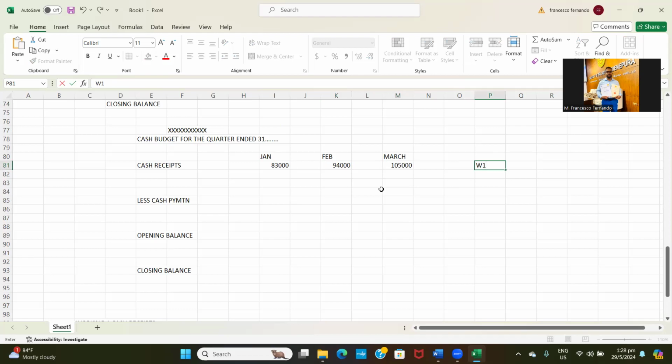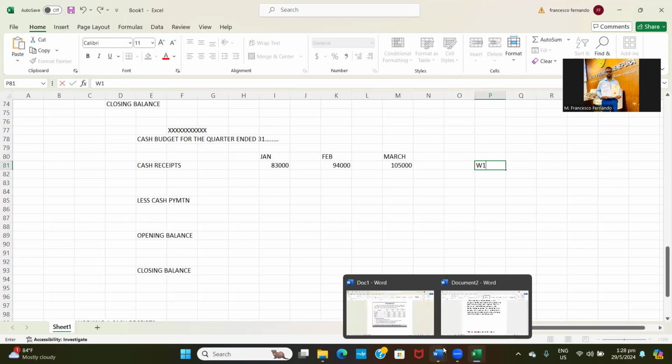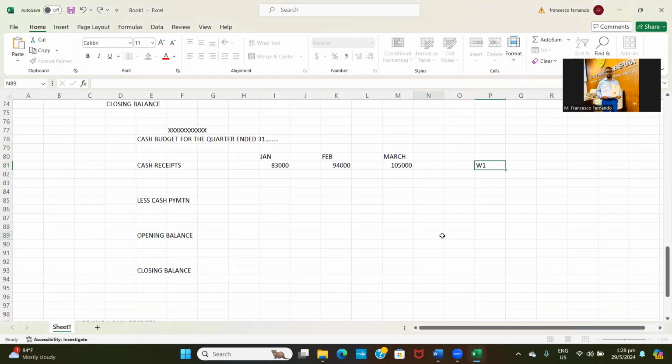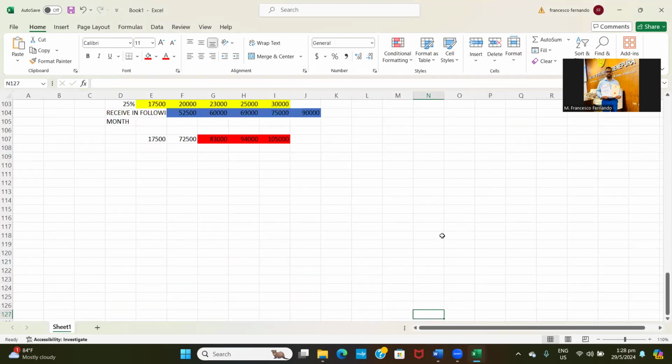And then when it comes to cash payments, let's see what is said regarding cash payment. Creditors are paid after 2 months. Wages and expenses are paid in the following month, and the tax 25,000 is to be paid in March 2022. So creditors are to be paid after 2 months. Let's do a working. Working number two, cash payment.